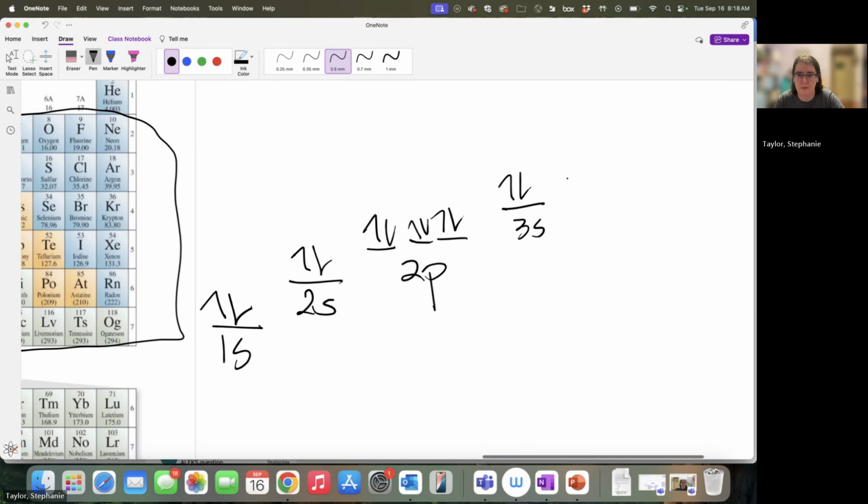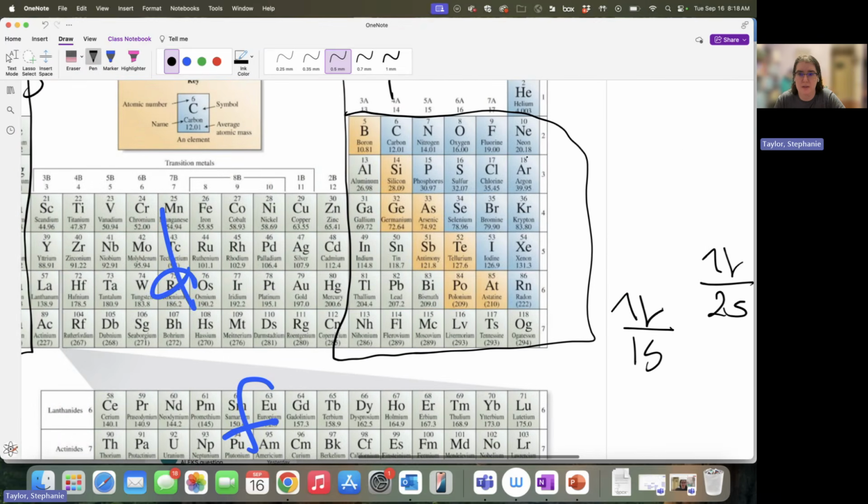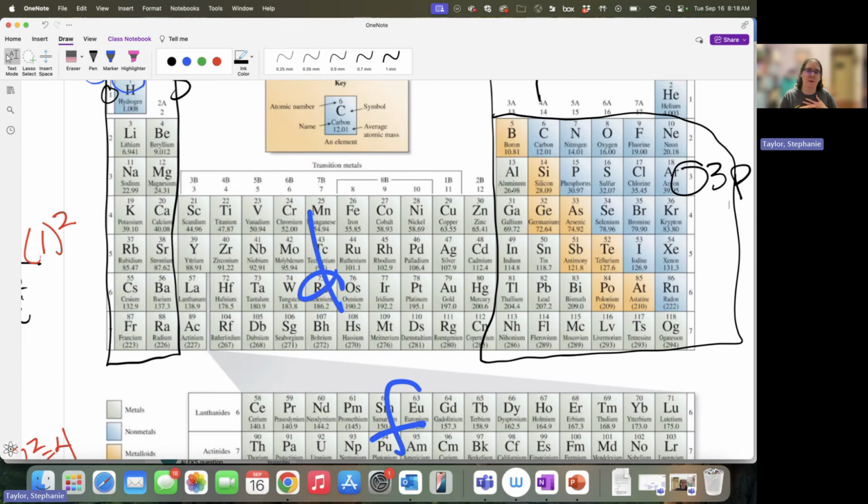3s, 3p. Now, this is the part where it's worth looking back at where we were. So this is 3p here. For quantum numbers, it's tempting to go to 3D, but we don't actually go to 3D yet. We actually go back and go to 4s first. But when we do hit D, this is actually the 3D. This is the 4D. This is the 5D.